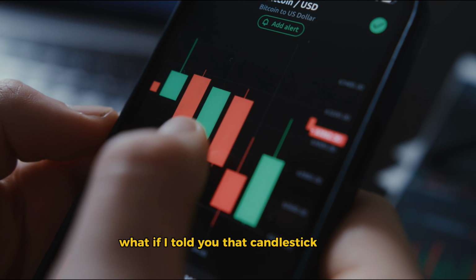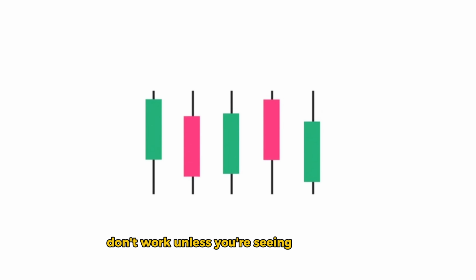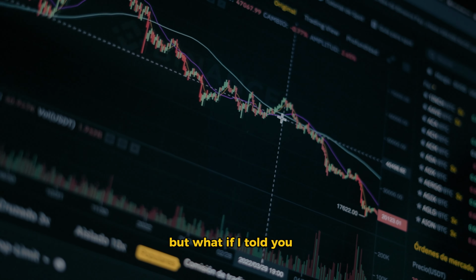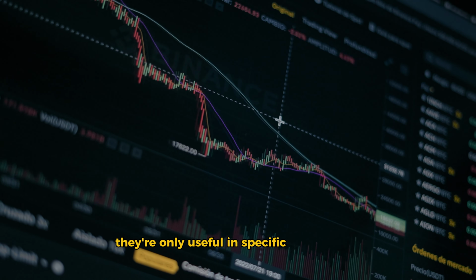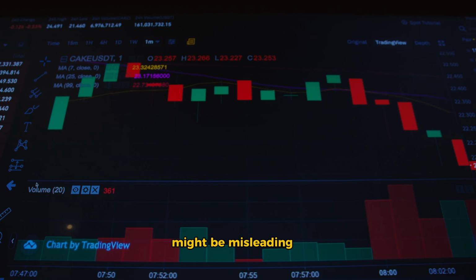What if I told you that candlestick patterns, the ones you've been learning, don't work unless you're seeing the full picture? You've heard of the hammer, the engulfing, and the doji, but what if I told you that they're only useful in specific circumstances? Let's talk about why your candlestick patterns might be misleading you.